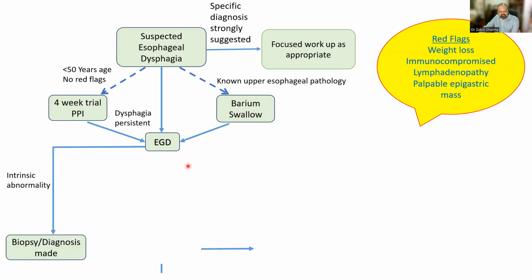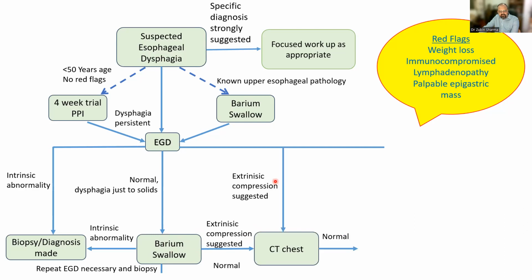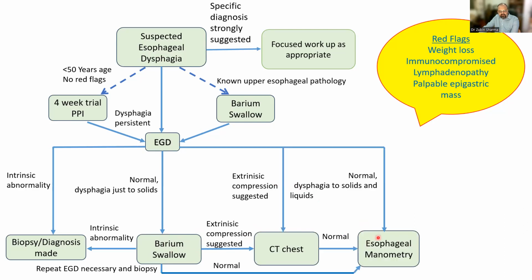Followed by, again, you divide them into intrinsic, extrinsic, or motility. For intrinsic, you take biopsies. If everything is normal, now this is a bit arguable, you can do a barium first or a manometry first. I prefer to do a manometry first. But if it's an extrinsic compression, I will do an imaging. But ultimately, if everything is normal, it comes down to the manometry to give you the diagnosis. And I think after endoscopy, manometry becomes a central point for your difficult cases. If everything is normal, you start thinking of functional dysphagia.